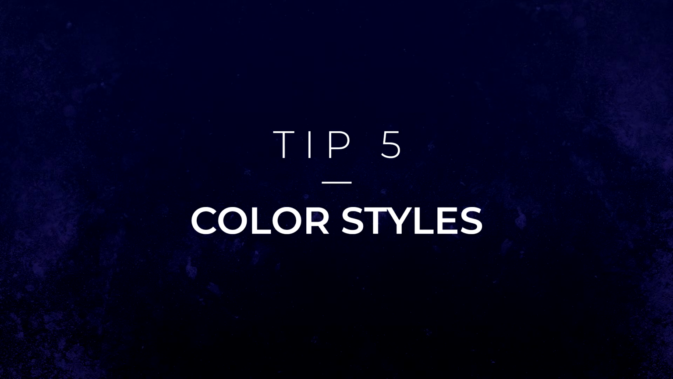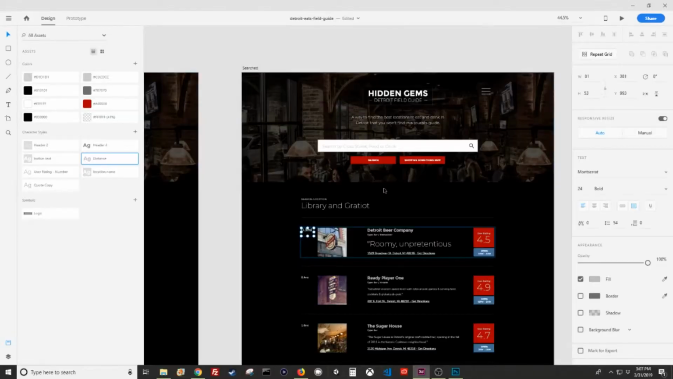Tip 5, color styles. This is kind of a big one, especially if you're going to be using the same color over and over, and it's always good to have a style of color. You never want to just kind of pick random colors. That would be bad. So what you want to do is have your company colors, your brand colors, whatever you want to call them. Just keep them up here in your color palette so you can select them whenever.